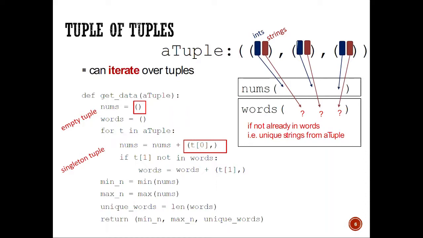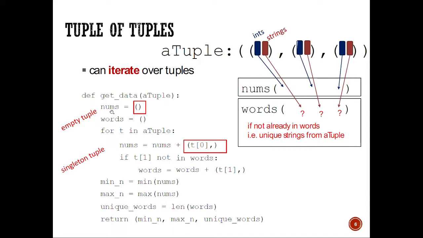Another important concept is the fact that we can actually define a tuple of tuples. Similar to nested loops, we can have nested tuples. In this example, we can see that a tuple can be defined as a series of smaller tuples, each of which is composed of one integer and one string value.